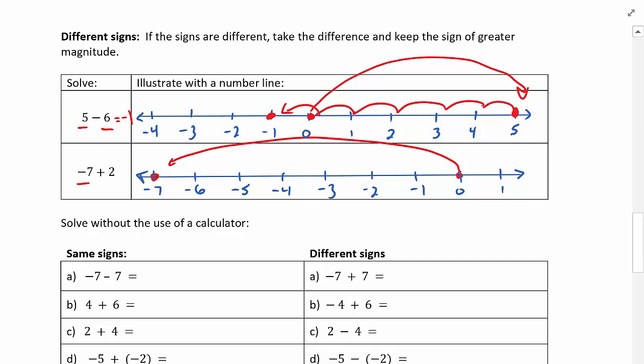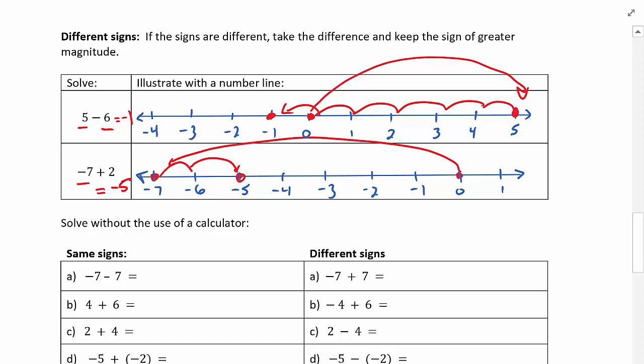Be careful of this. Sometimes students can forget this. We're adding 2. We're not going to -9. We're adding it. The number's getting bigger. -7 is a low number. When we add 2 to it, we're going to go in the positive direction. 1, 2. In this case here, the answer is -5.